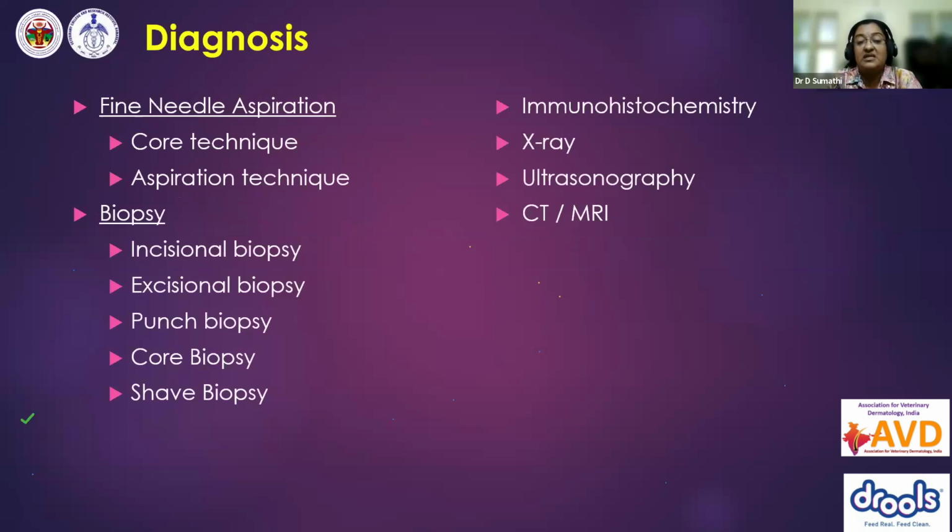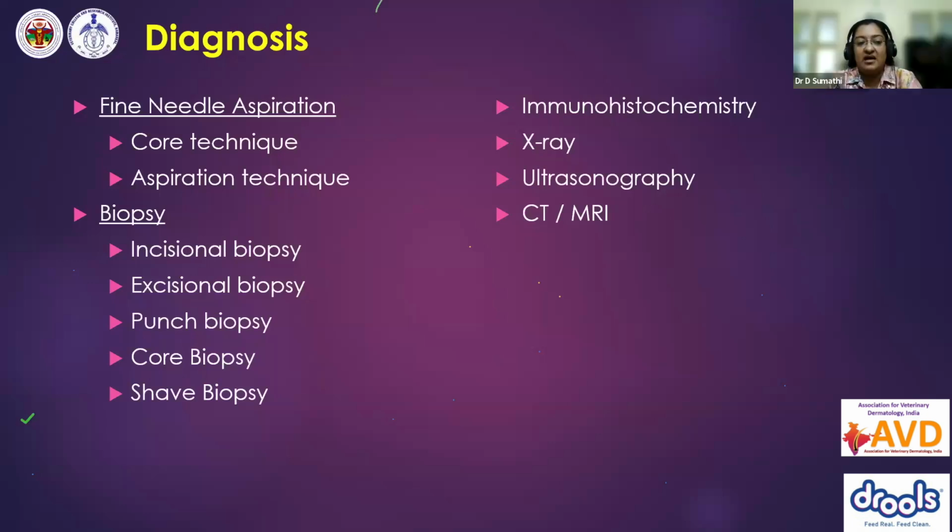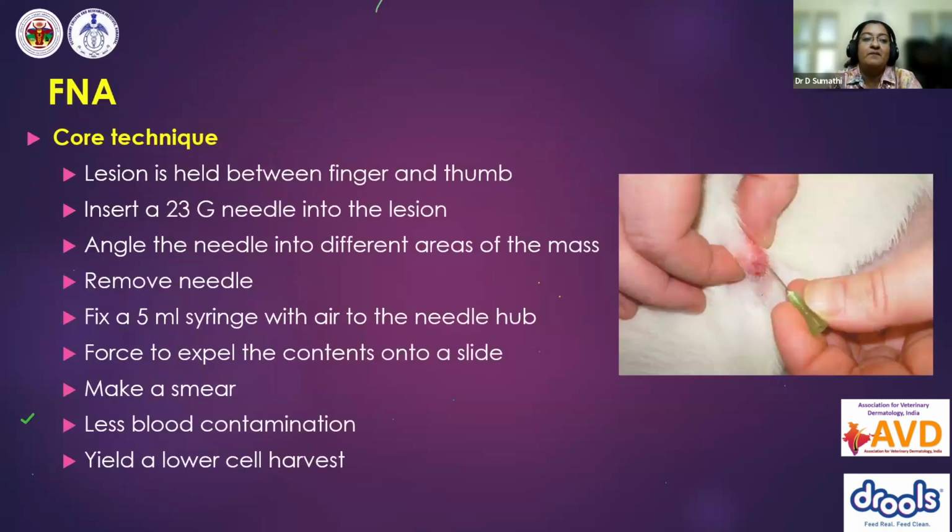And obviously we need to go for X-ray, both chest and abdominal X-rays. We need to do an ultrasonography if needed. Now CTs have come into play. We have to go for CT and MRI in cases when it is available at our disposal.